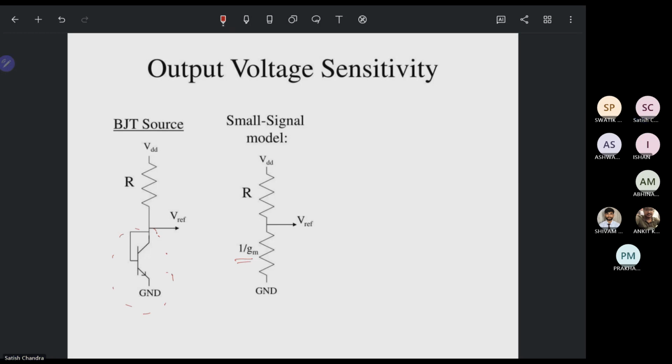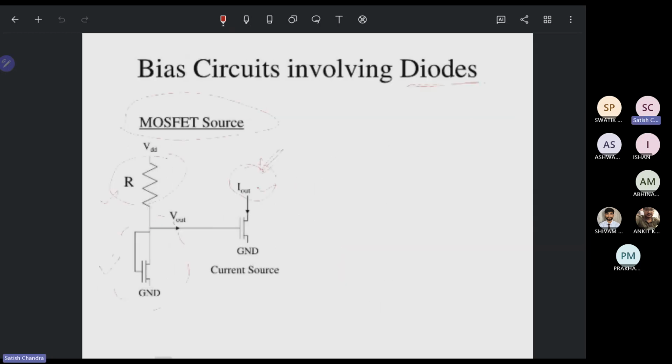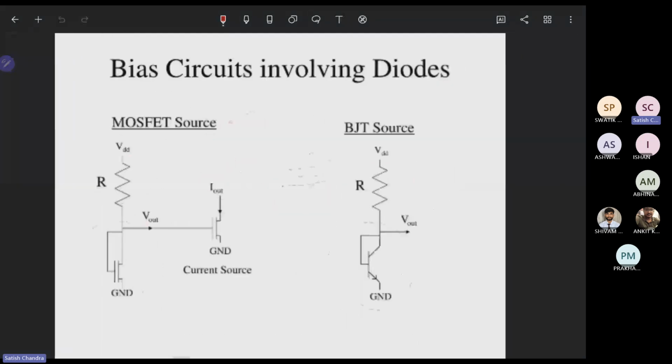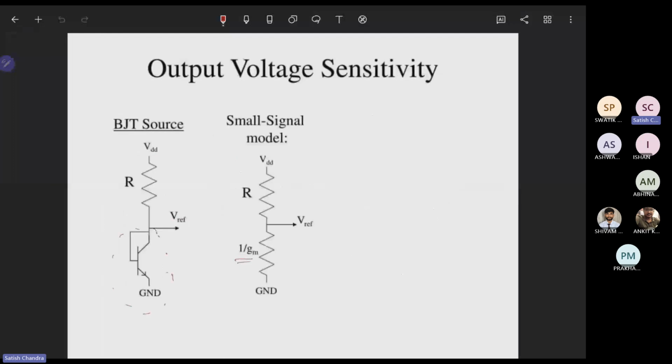See, so we have started from here. When we look at that picture, we have come to that particular point. So that is what we have designed. And now this is going to give us the output voltage sensitivity. If I calculate Vref, that is this one, it is nothing but VDD by 1 plus gm R. That is with the help of the voltage divider rule.